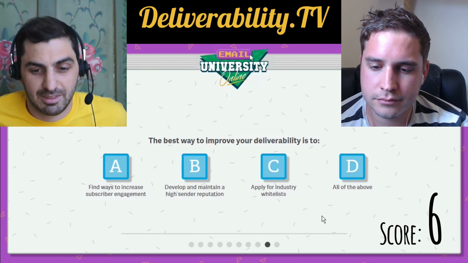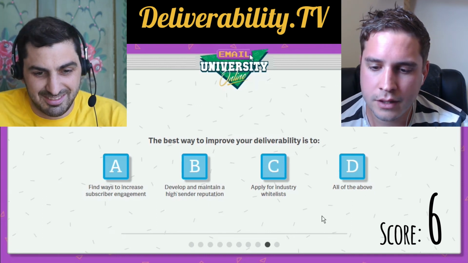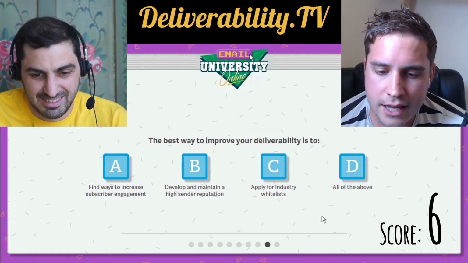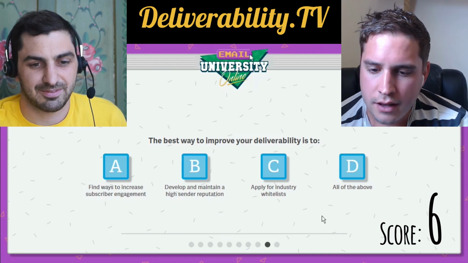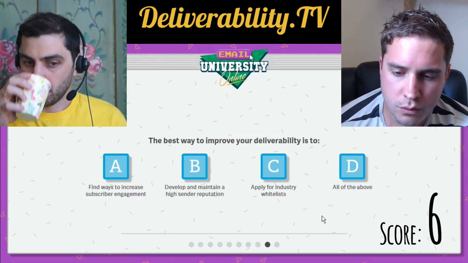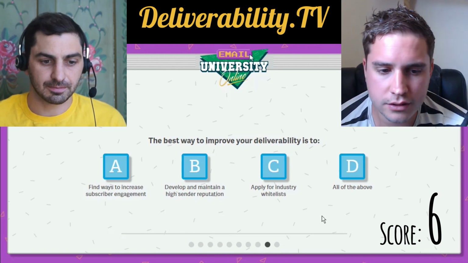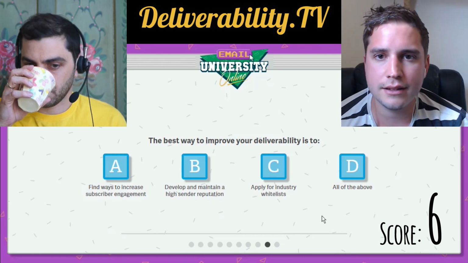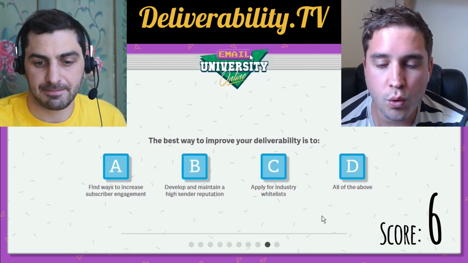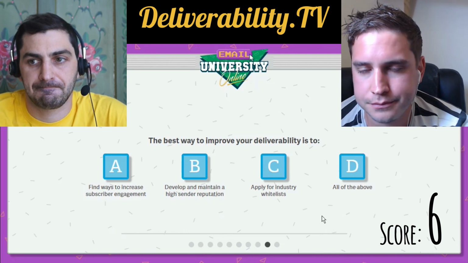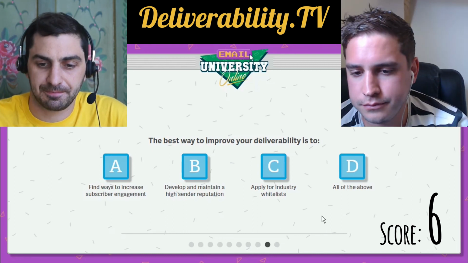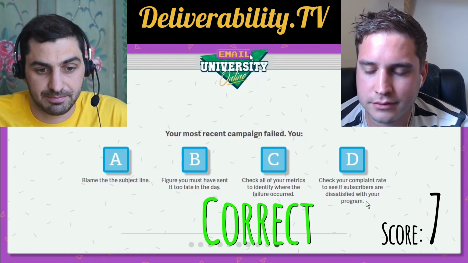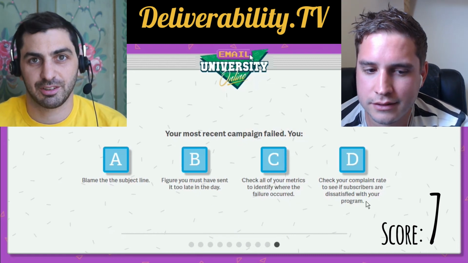What's your point? I think it is all of the above. Engagement is always good. That's what we go for. B, develop and maintain, as we've spoken about, a high sender reputation. That's very important. C can also work for good retention senders, as well as those perhaps struggling. Whitelists do have benefits. So D. Okay, I agree. Perfect.